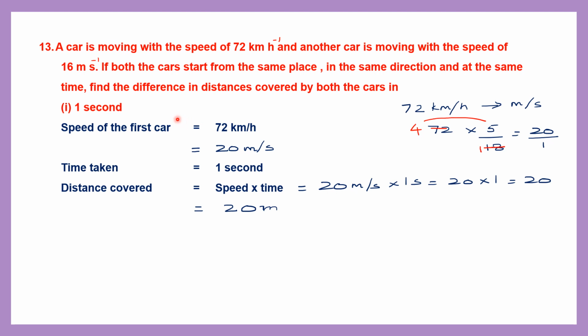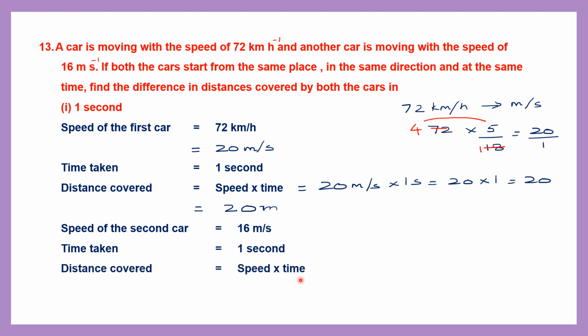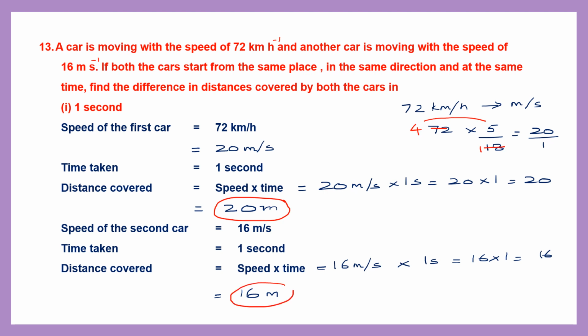Only then we can find the difference in distances. So let's begin with the second part. Speed of the second car is given 16 meters per second. This is already in meters per second. So there's no conversion needed. And time taken is 1 second. So to find the distance, we say speed into time. So speed is 16 meters per second into time is 1 second, which is 16 into 1. 16 ones are 16. So we have found the distance covered by the second car to be 16 meters. So the distance covered by the first car is 20 meters. The distance covered by the second car is 16 meters.